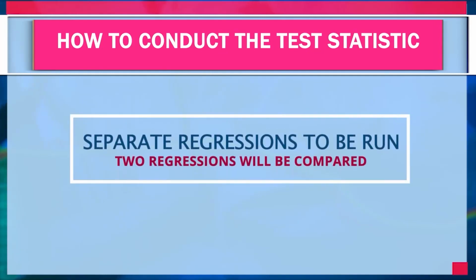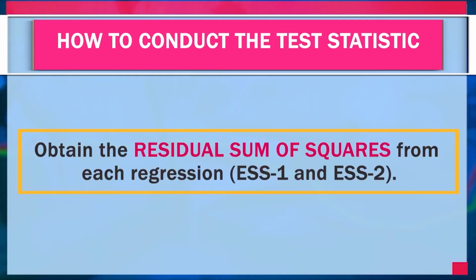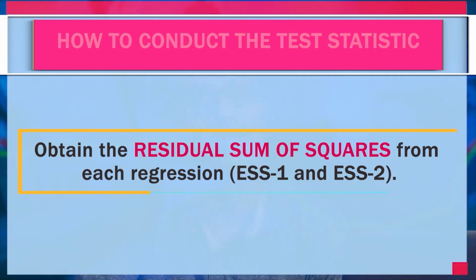Next, we move on to how to conduct the test statistic. The test statistic will be based on separate regressions, and these 2 regressions will be compared. Basically, we are interested in finding the residual sum of squares from each of them. So we estimate the ESS, the sum of squares, for 1, where 1 means the upper end or the lower end as we choose. Say ESS 1 is for the lower income group and ESS 2 for the higher income group.